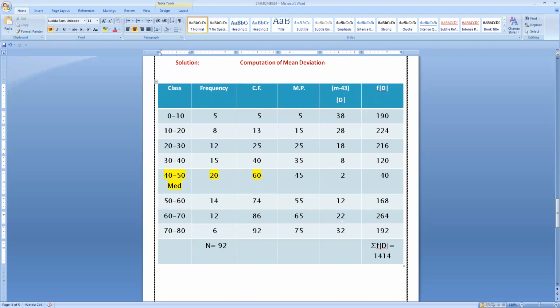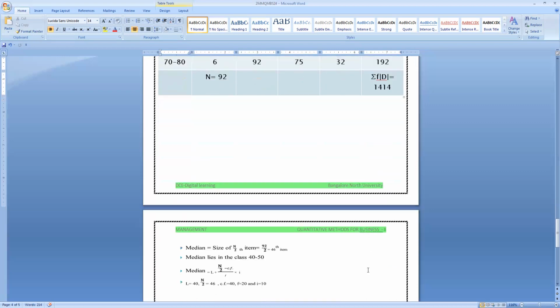Because the formula for the mean deviation is sigma FD by n, we require one more column of calculation, that is the product of frequencies with the deviations. Let us multiply the frequencies and the deviation values. 5 into 38 is 190, 8 into 28 is 224, 12 into 18 is 216, 15 into 8 is 120, 20 into 2 is 40, 14 into 12 is 168, 12 into 22 is 264 and 6 into 32 is 192. Then we sum up all the products of frequencies with the deviations. The total of our FD value is 1414.